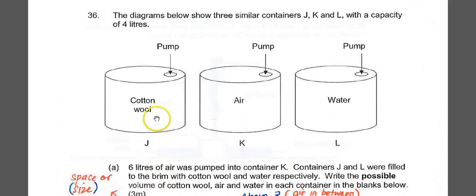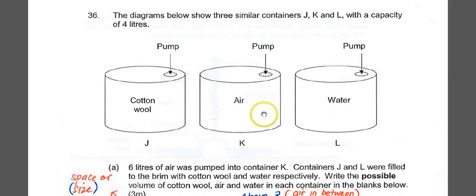One of them is with cotton wool, and this is water. Over here is water. Write the possible volume. Now they're asking you for the size. What do you think the sizes are inside, of the cotton wool, of the air, and of water? What do you think the size is inside here, here, and here?